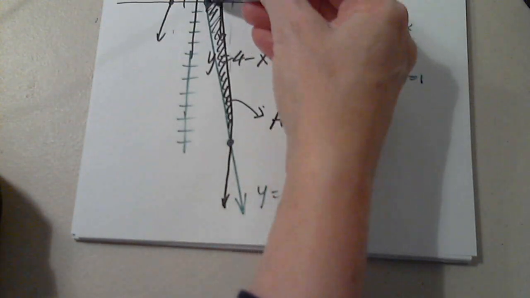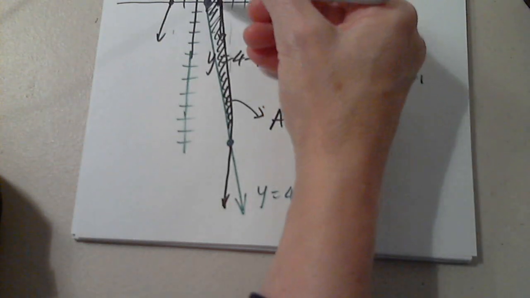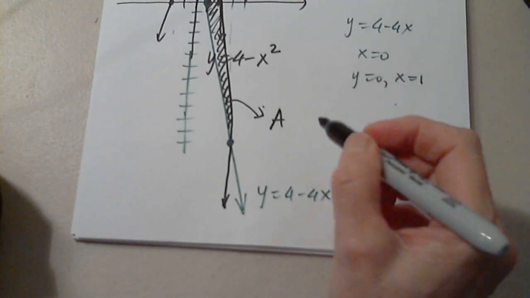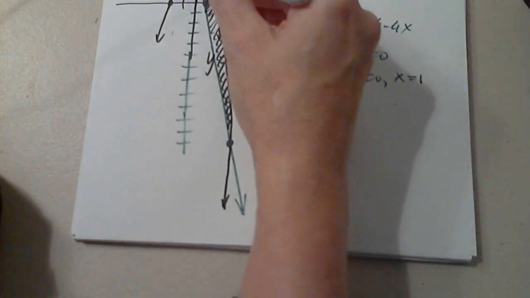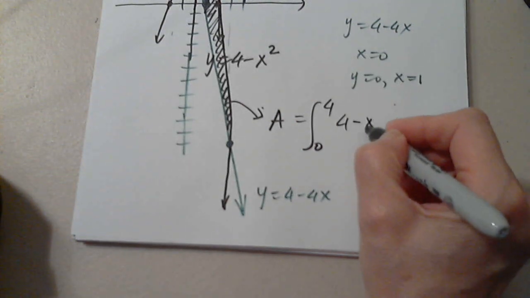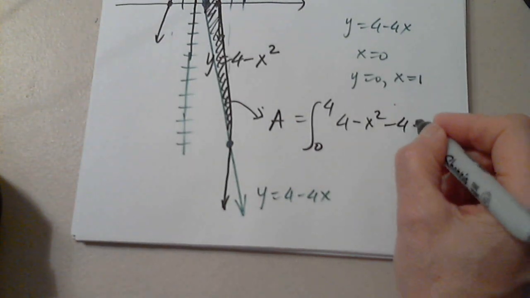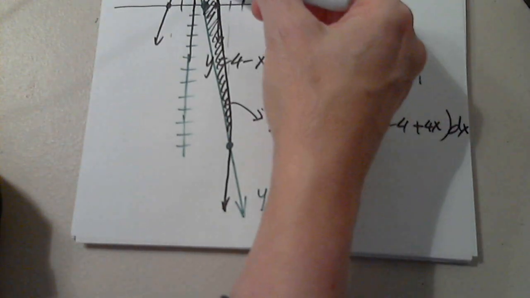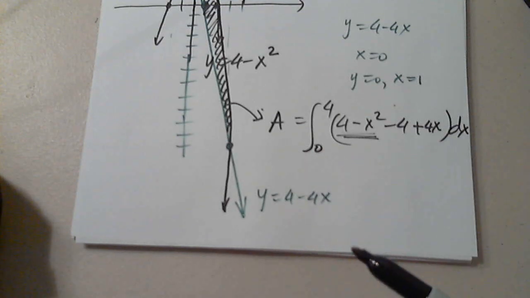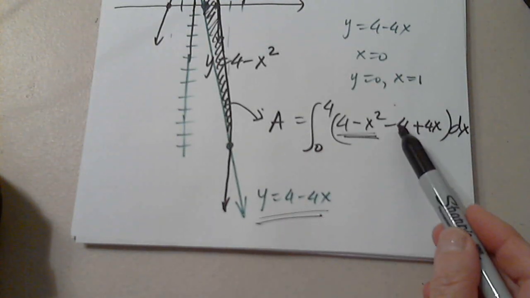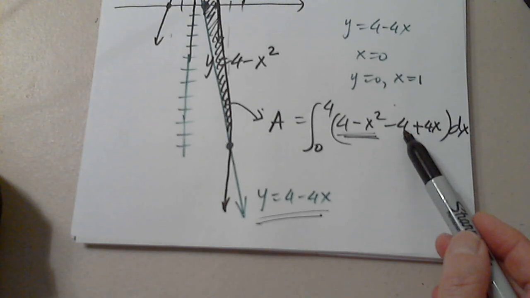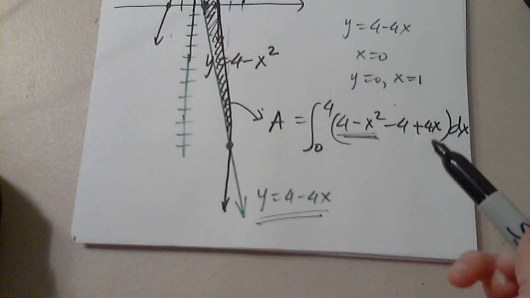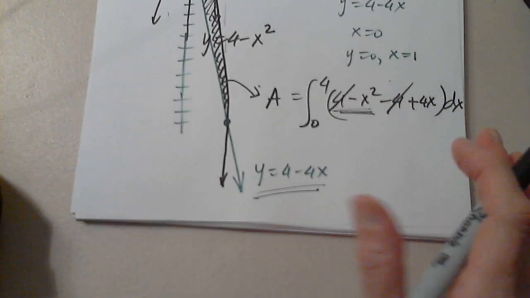Above minus below, from 0 to 4. Above, which is 4 minus x squared, minus below, minus 4 plus 4x, dx. This is the above, 4 minus x squared, minus this. When I distribute negative 1 to 4, I get negative 4. And when I distribute negative 1 to negative 4x, I get positive 4x. These two luckily go away.